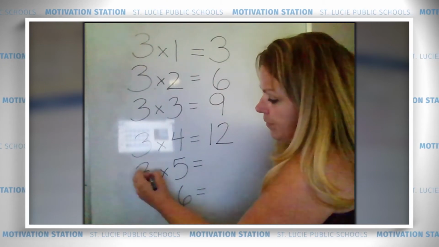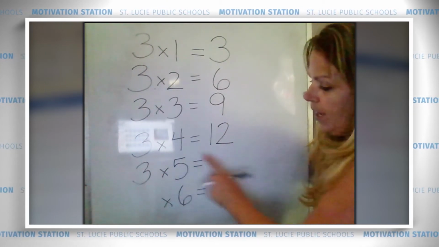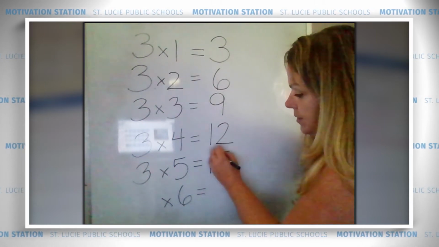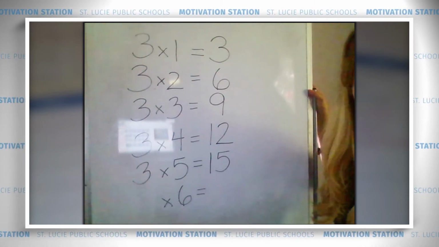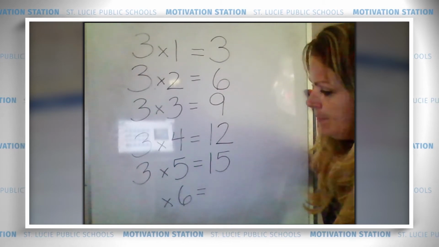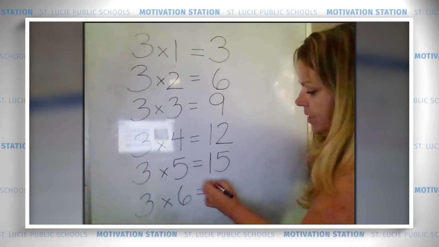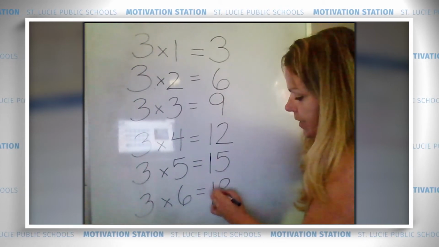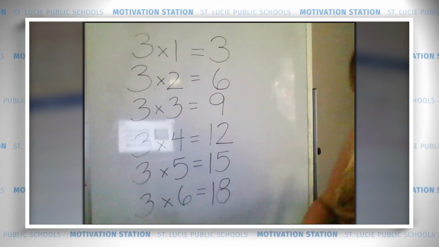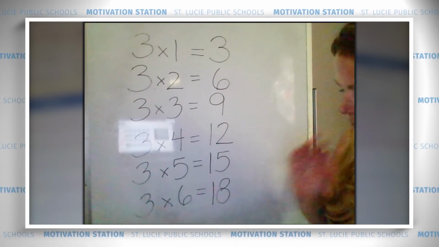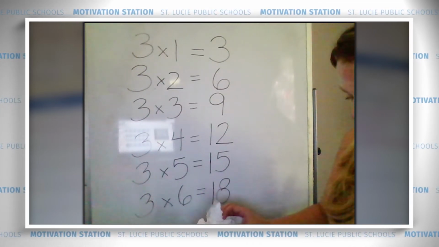If I roll a factor of 3 and a factor of 5, I would get a product of 15, 3 groups of 5. If I roll a factor of 3 and a factor of 6, I would get a product of 18. Okay? Go ahead and write those in your book.